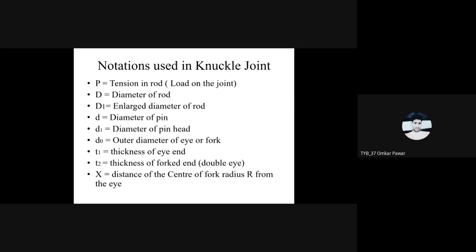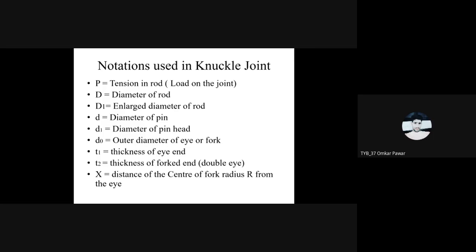Now, the nomenclature which we are going to use for this knuckle joint is, as we have seen in the case of the cotter joint: capital P is used for the tensile load or force which you want to transmit from one end to another end. Capital D is the diameter of the rod through which we want to transmit the tensile load.